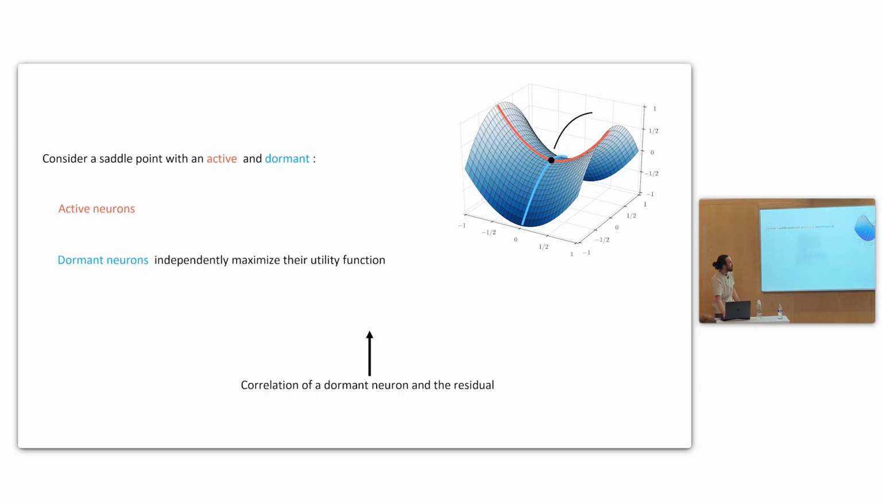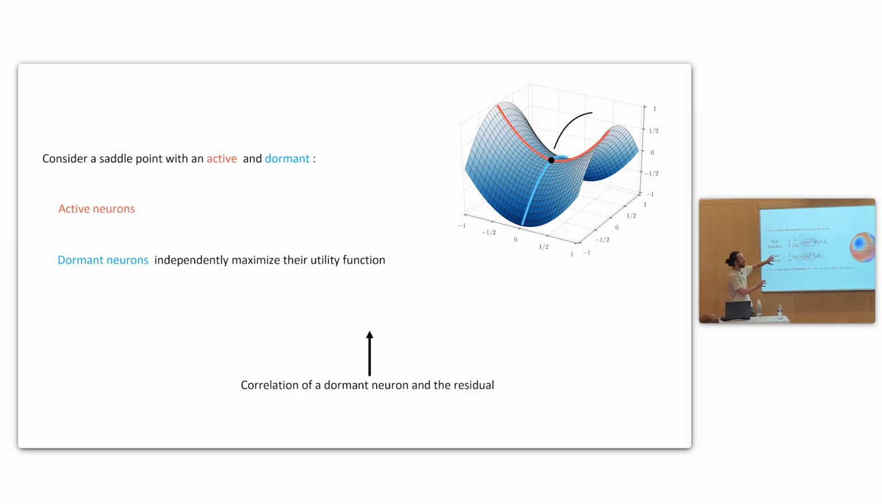I'm going to go through this very quickly, but what we can do is consider a saddle point where we have an active set and a dormant set. This is basically saying what I just said: the residual really only depends on the active set. The dormant neurons are now independently going to be maximizing a utility, which is basically a correlation. This is like the component of their gradient that's driving their dynamics. So there's this utility function, which you can think of as basically a correlation of the dormant neuron with the residual. Basically, how useful is that dormant neuron to fit what's remaining in the task?